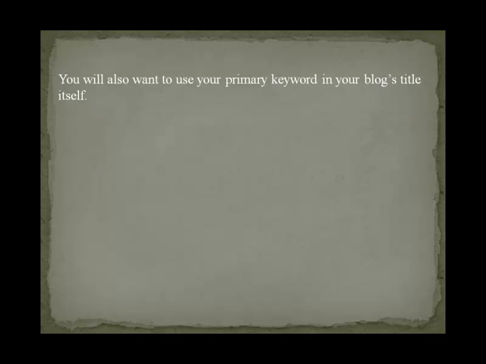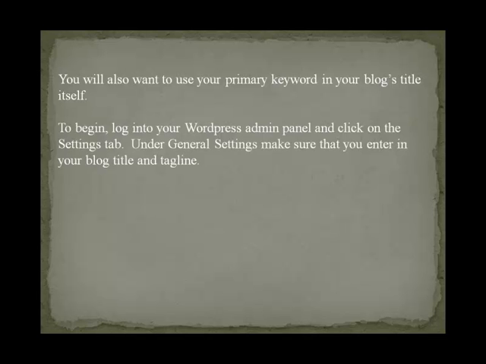To begin, log into your WordPress admin panel and click on the Settings tab. Under General Settings, make sure that you enter in your blog title and tagline. For your blog title, do not just enter in your domain name, but instead focus on entering in keywords that relate to the theme of your blog based on the content you intend to create.